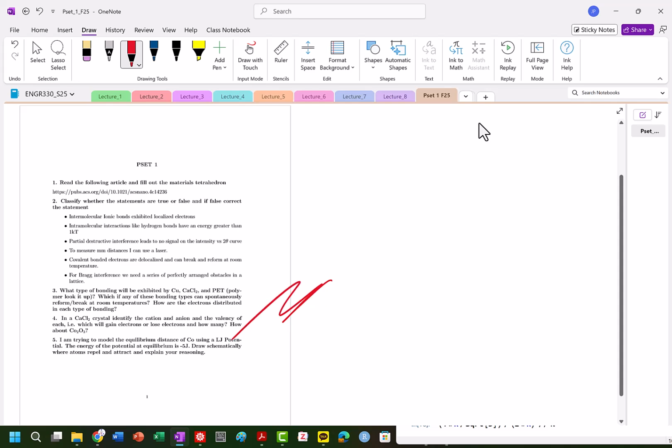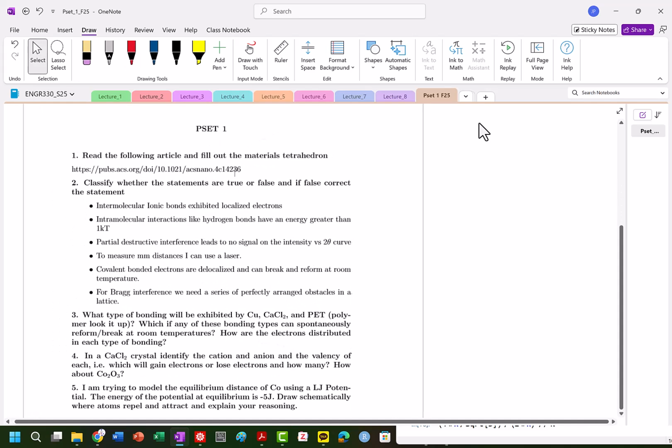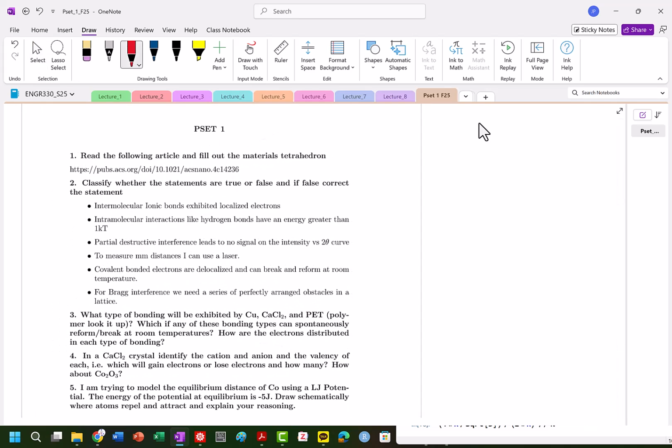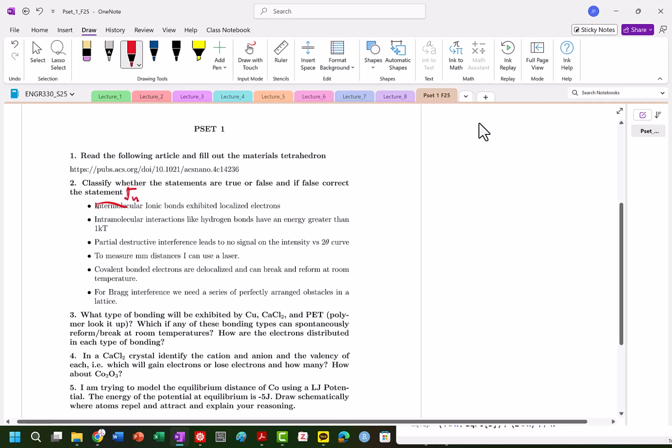So beautiful. Excellent. Intermolecular ionic bonds exhibit localized electrons. No. Actually, let's see. Intermolecular? No, intra. So this needs to be intra. And then they are localized. They're either taken or they're given away, effectively. Intermolecular bonds, like hydrogen bonds, have an energy less than kT.